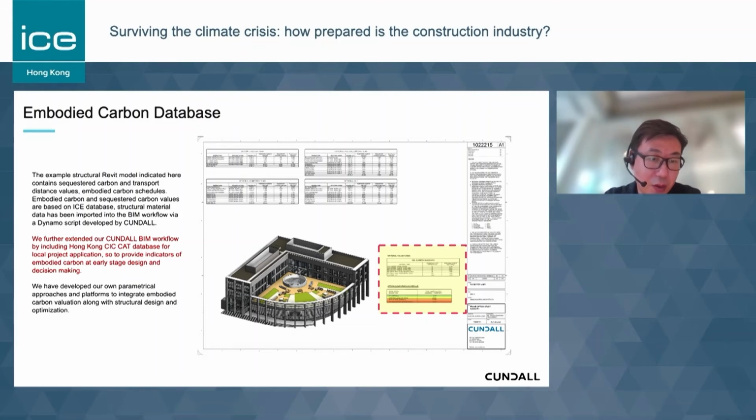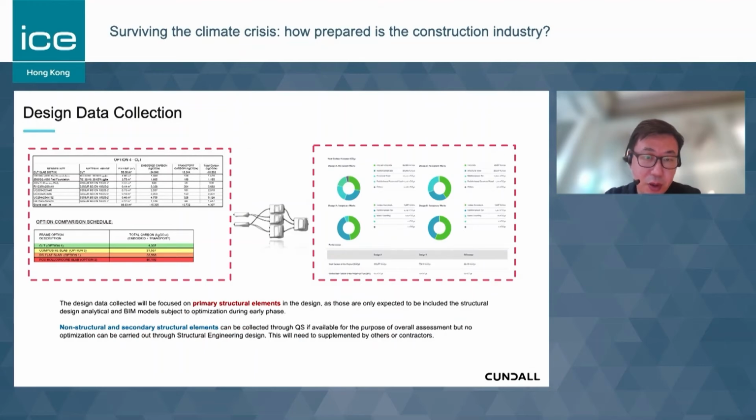So we have developed our own parametric tool using the common Grasshopper platform. Next page, I can show some of the image. So basically, we take the data from CIC, then use this process to quickly read each design option and give a comparison of each option in terms of material quantity and also the carbon implication.